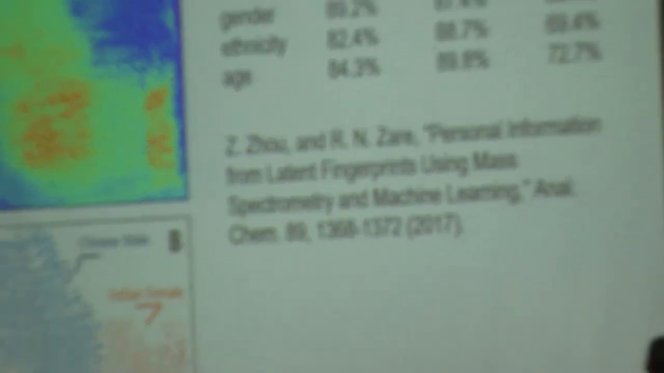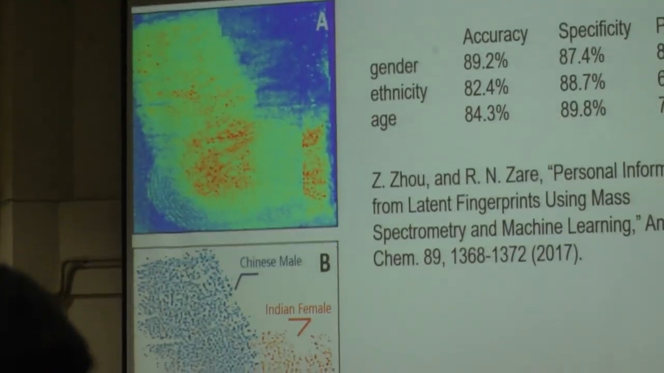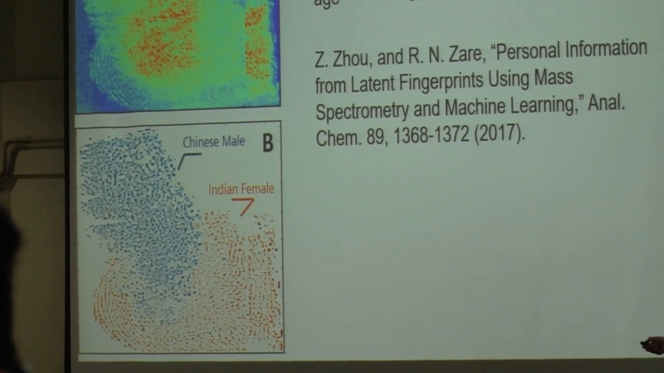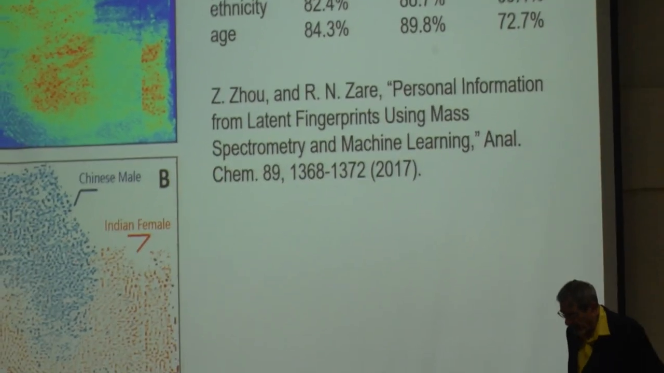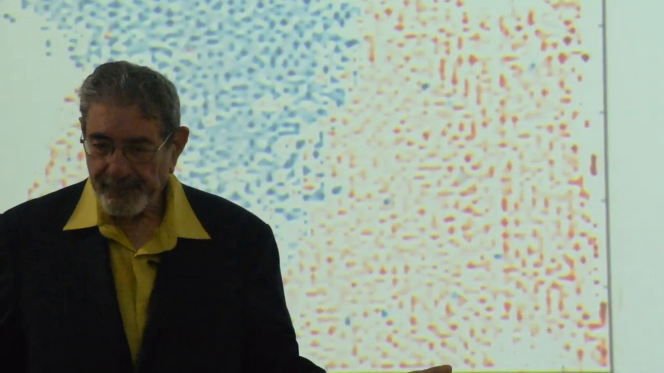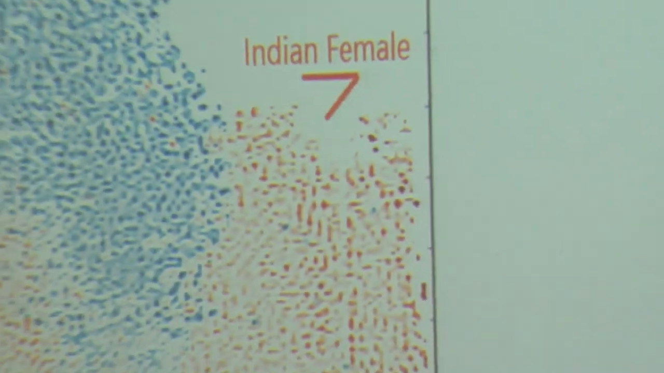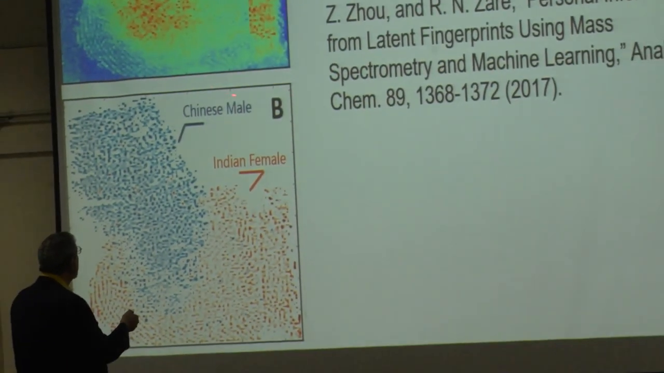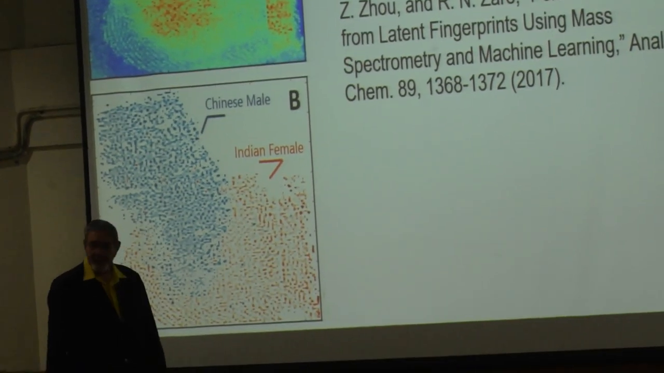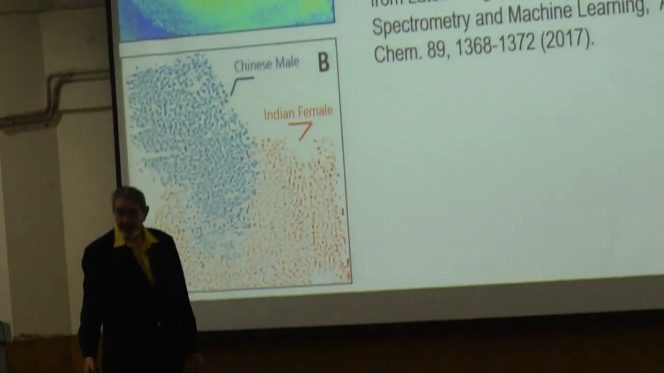Next, I wanted to show you what happened when I had two fingerprints, okay, overlapping. Where I live, the FBI, Federal Bureau of Investigation, doesn't want overlapping fingerprints, hopeless. They don't know what to do with them. But let me show you. Here they are, overlapping. And this one is a Chinese male. This is an Indian female. Both are members of my research group. My research group is very international.